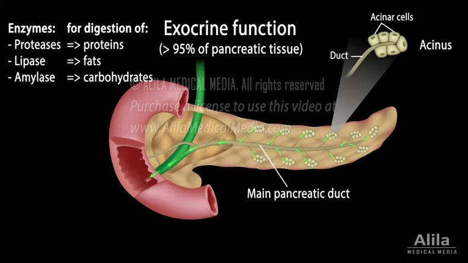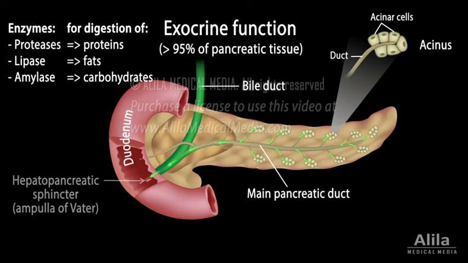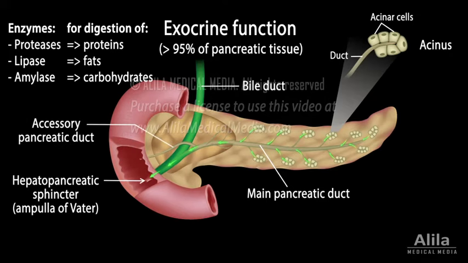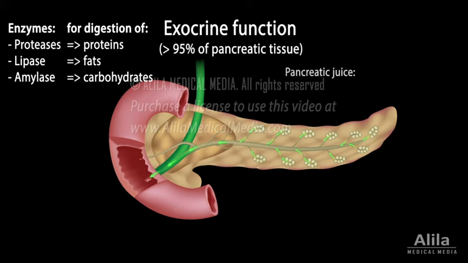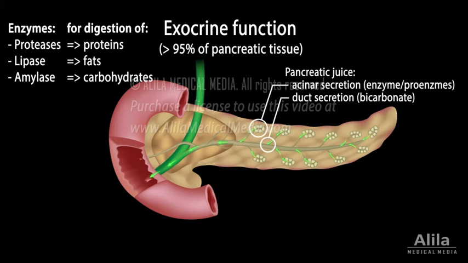The main pancreatic duct joins the bile duct before opening into the duodenum via the hepatopancreatic sphincter. There is also a small accessory pancreatic duct that branches out before the junction with the bile duct and opens into the duodenum upstream of the sphincter. The pancreatic juice is a mixture of acinar secretion and sodium bicarbonate produced by the ducts. Bicarbonate serves to neutralize stomach acid that arrives in the duodenum.